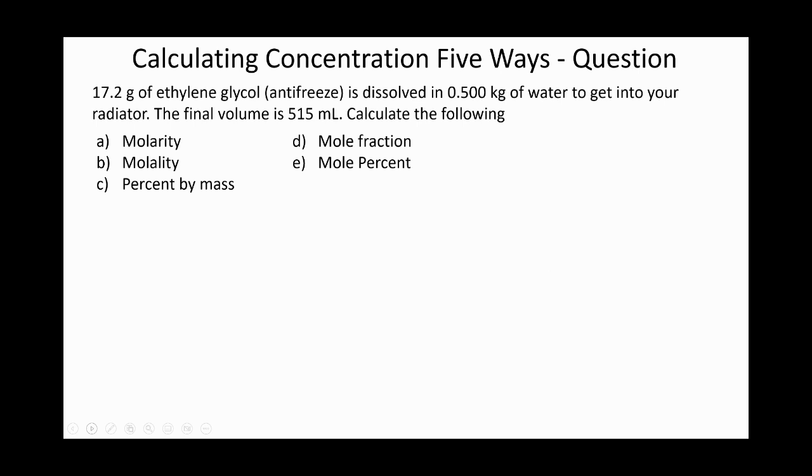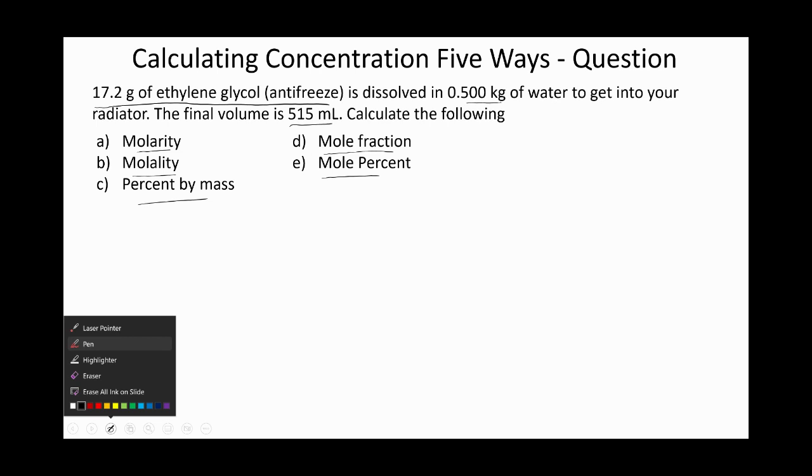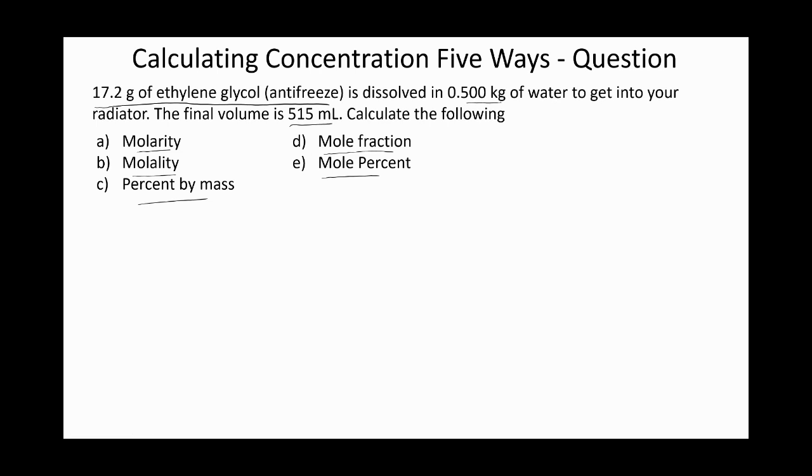The first calculation I want you to do is to look at all of these different concentration units: molarity, molality, percent by mass, mole fraction, and mole percent of ethylene glycol, the major component of antifreeze, that has been dissolved in 0.5 kilograms of water and that you've put into your radiator, and that has a final volume of 515 milliliters. I'll encourage you to pause the video right now, and the first thing I recommend is to write down all the known values that you have. Okay, so pause the video here.